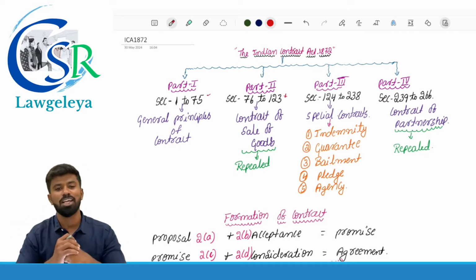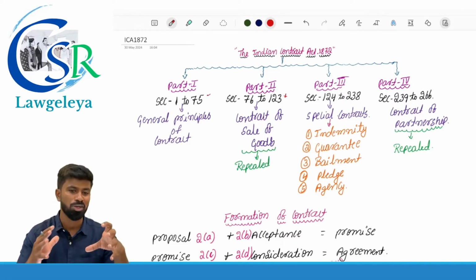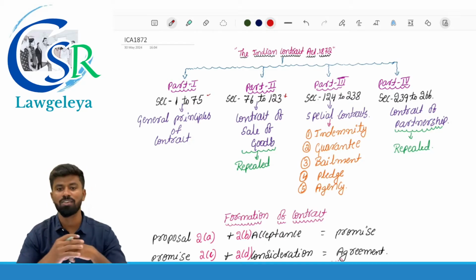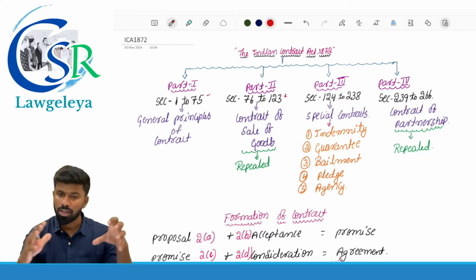So let's start with the Indian Contract Act 1872. The Indian Contract Act 1872 is divided into four parts. Part 1, covering section number 1 to 75, provides the general principles of contract. Part 2, covering section number 76 to 123, provided the provisions with respect to contract of sale of goods.